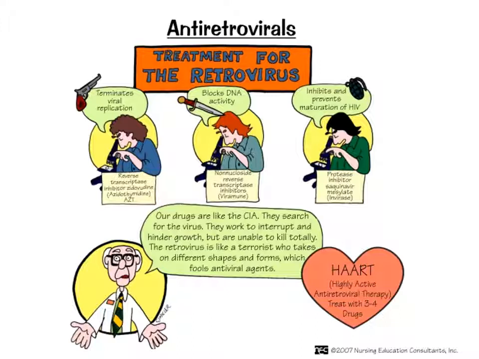Antiretrovirals terminate viral replication, block DNA activity, inhibit and prevent maturation of HIV, and these drugs are like the CIA. They search for the virus, they work to interrupt and hinder growth, but they aren't able to kill it totally. The retrovirus is like a terrorist who takes on different shapes and forms, which fools antiviral agents.